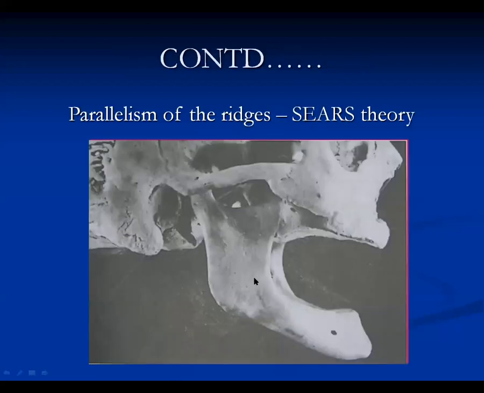Second is the parallelism of ridges. When the mandible is at vertical dimension of occlusion, the maxillary edentulous ridge and your mandibular edentulous ridge are parallel to each other. This can be one of the criteria to measure your vertical dimension of occlusion.